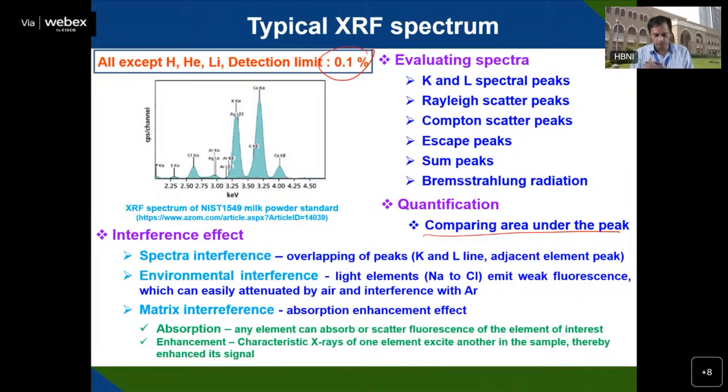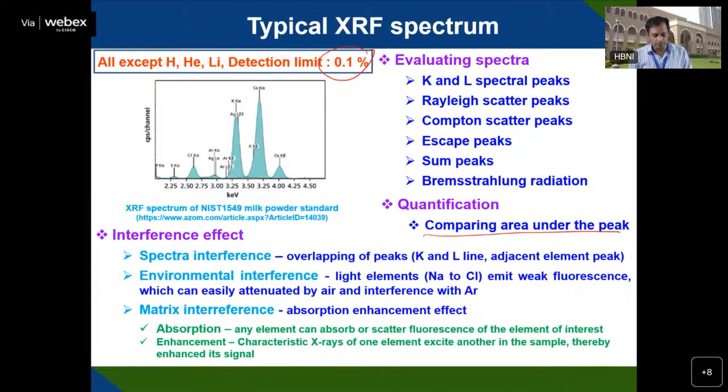But you have a lot of interfering effects that overlap, and these have to be overcome. One is spectral interference, where the K and L lines of different elements are sometimes quite similar, so they overlap and have to be separated out. There are also environmental effects: light elements like sodium to chlorine emit weak fluorescence, which can easily be absorbed by air or interfere with argon in the atmosphere. Those have to be overcome.